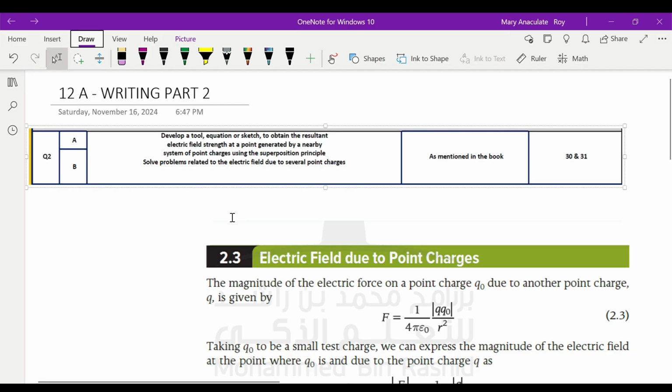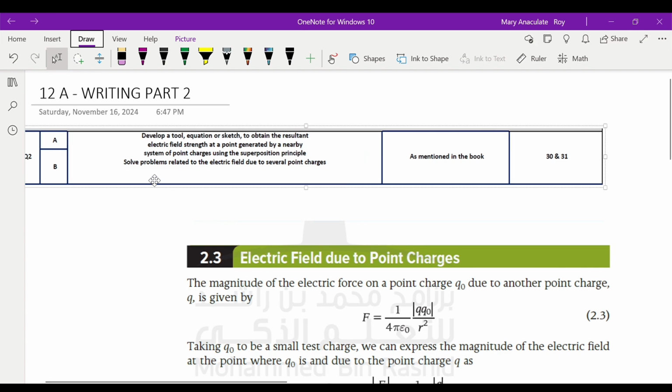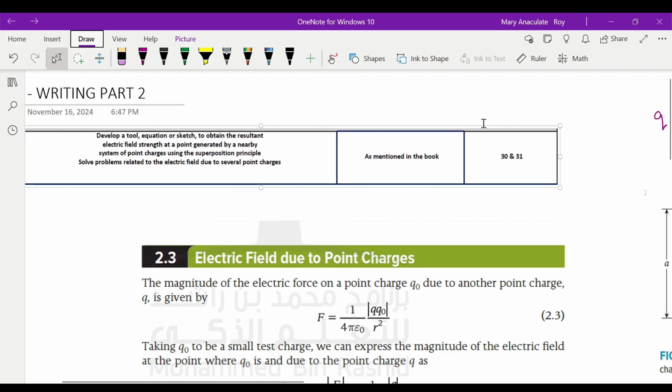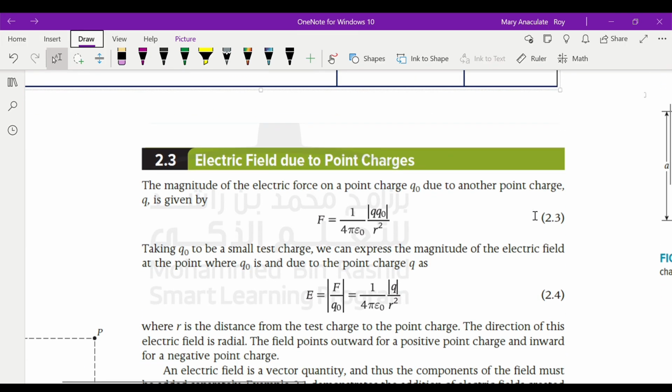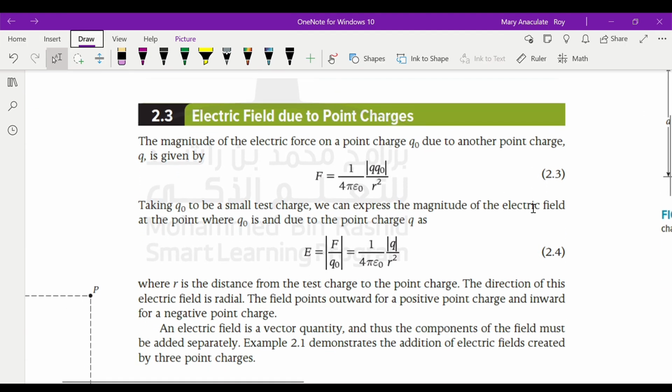Which means you'll be asked with more than one charge, so you should be familiar with using two charges, or three, or more than three, four, etc. How to combine them and solve problems related to the electric field due to several point charges, as mentioned in the book, pages 30 and 31. So if you have read through it, it's about the electric field, right?